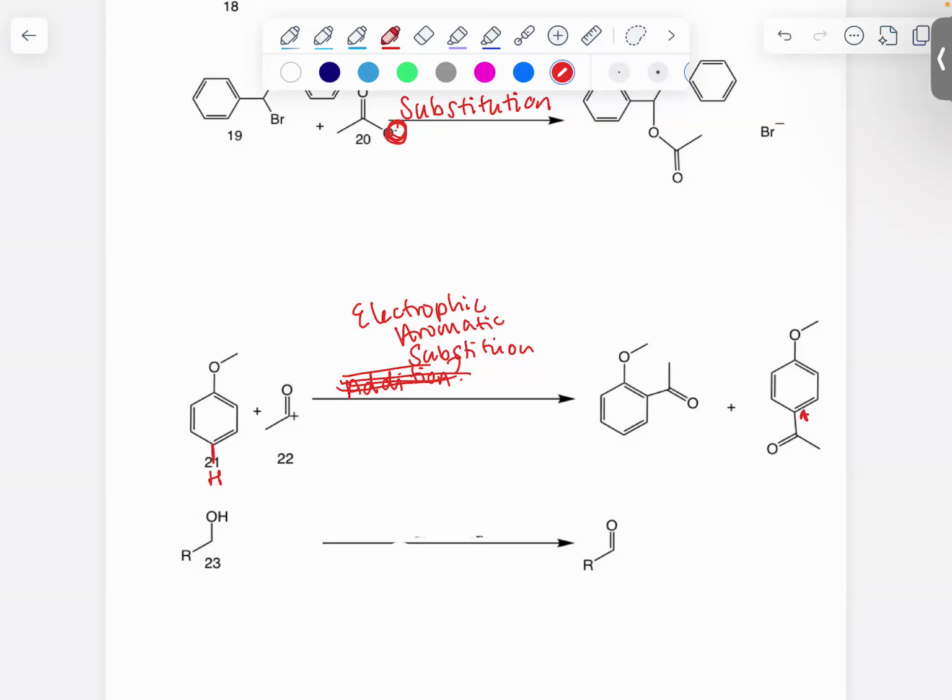Oh, that's me indicating that I was going to talk about this example, and not because of this proton.